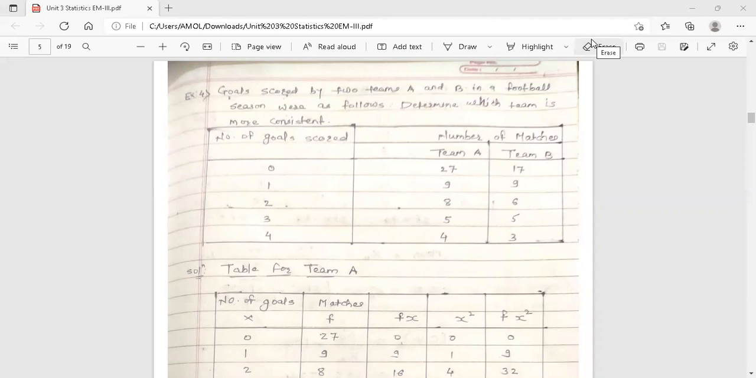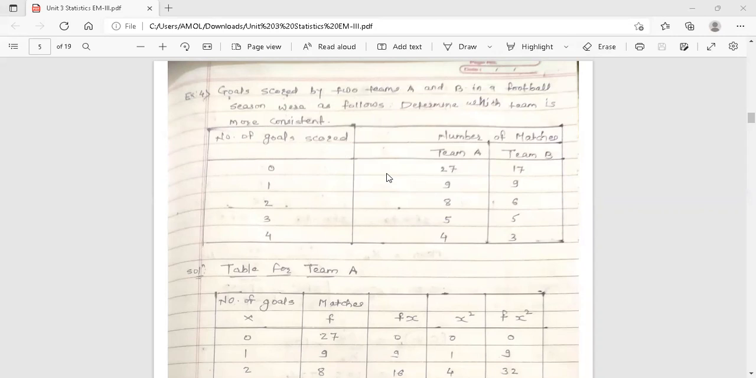See the example. Goals scored by two teams A and B in a football season were as follows. Determine which team is more consistent. We have to determine which team is more consistent. Here in this example, the data of two teams is given, team A and team B. The goals scored by the two football teams, that data is given.